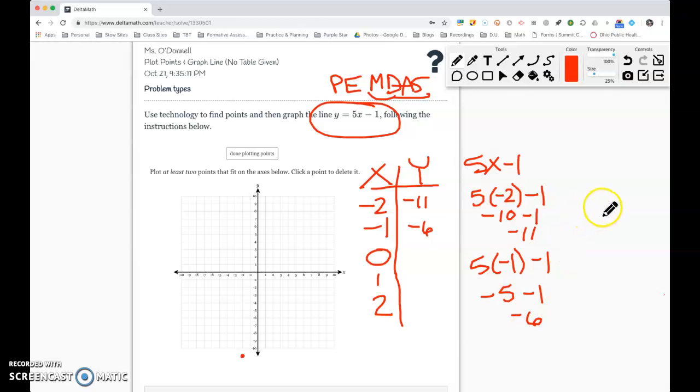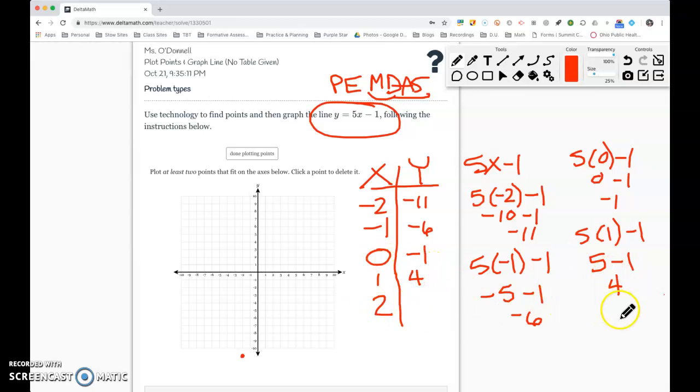I'm going to do my very next problem. 5 times 0 minus 1. Well, 5 times 0 is 0, and 0 minus 1 is negative 1. So I'm going to plug that into my table. I'm going to do my next one. 5 times 1 minus 1. I grabbed my input right here, plugged it in for x. 5 times 1 is 5, minus 1 gives me 4.